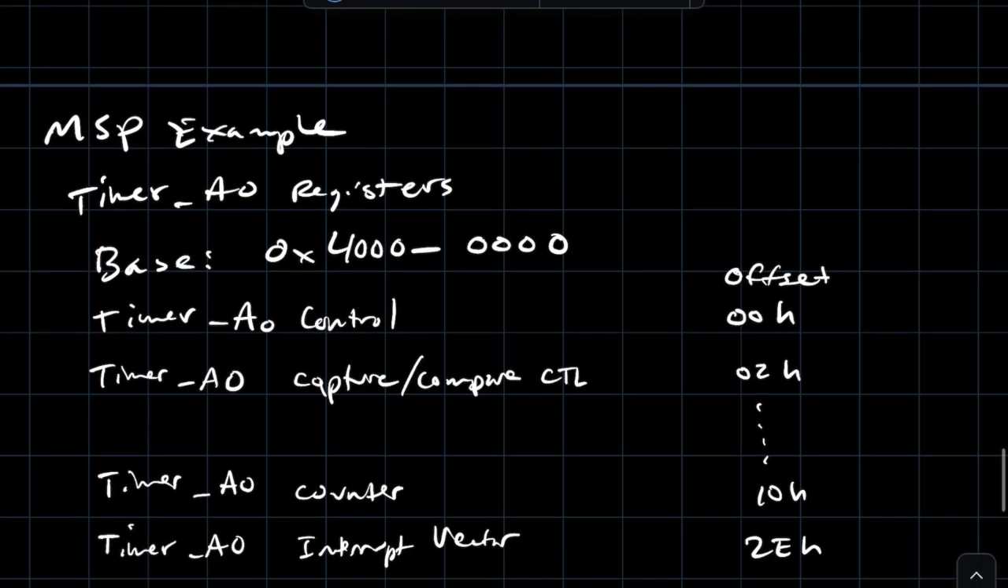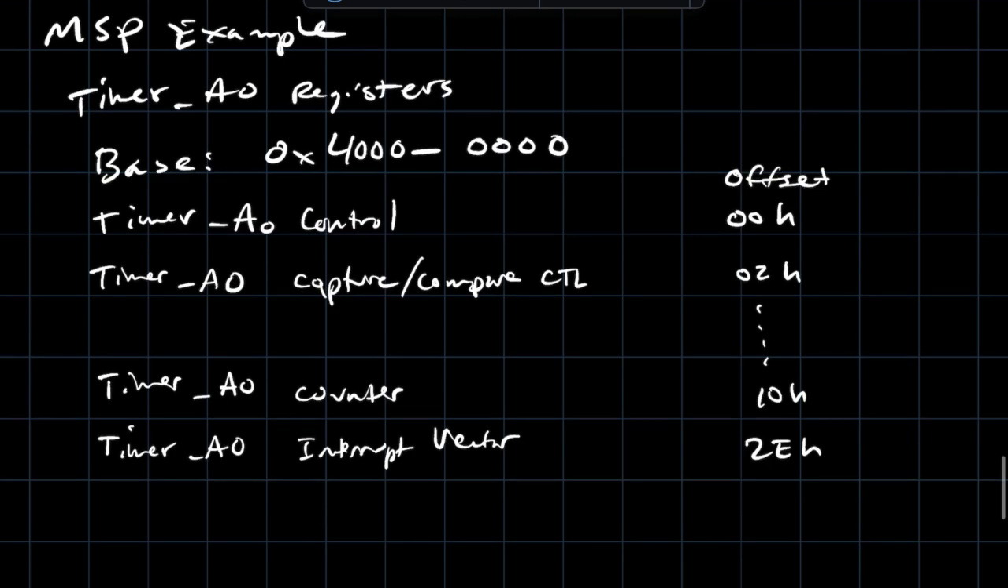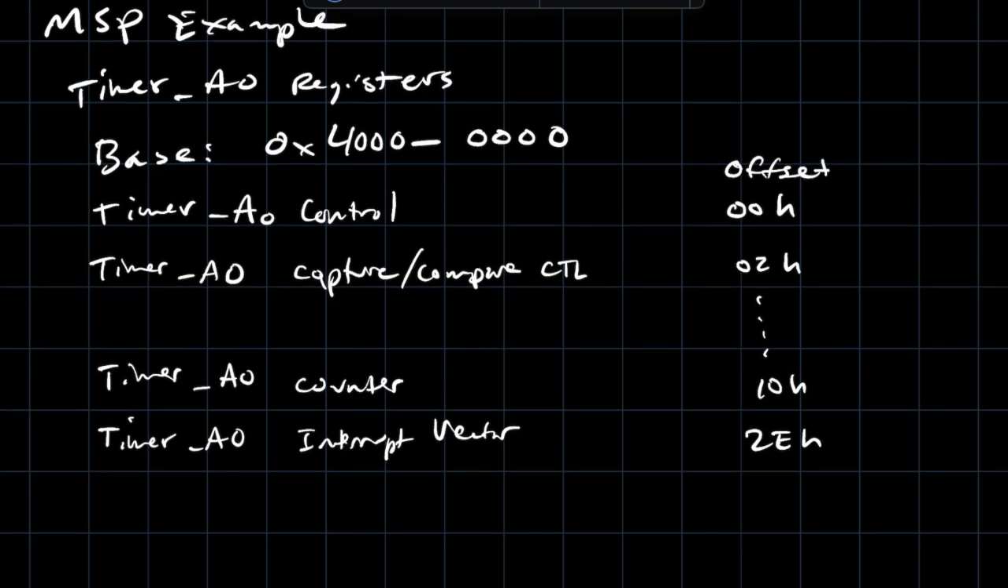So for examples of this for the MSP that I mentioned at the beginning of the video, if I look at a particular set of registers, let's say the peripheral Timer_A0, the base for that is at 4000_0000, and the offsets for a couple of the different parts of that timer are specified in the data sheet. So you can go and look at the data sheet. It's going to tell you the base address. It's going to tell you the offset.